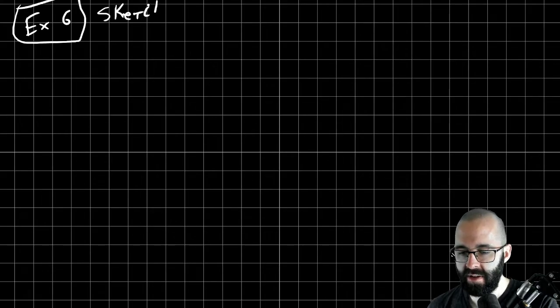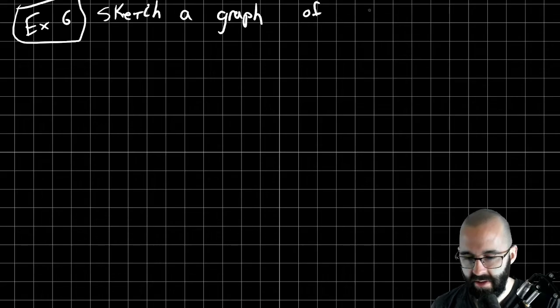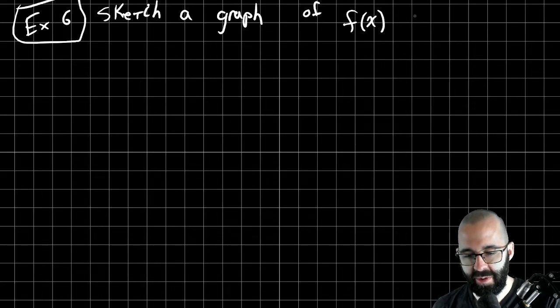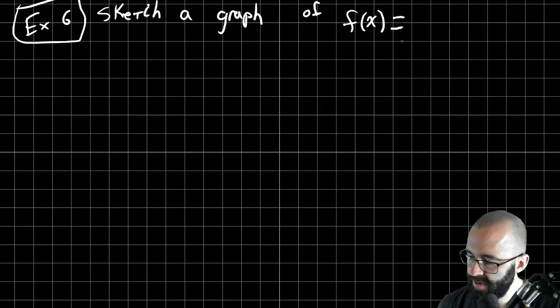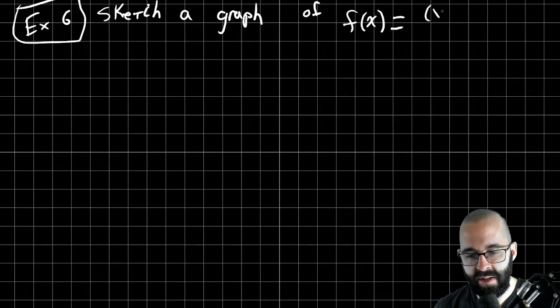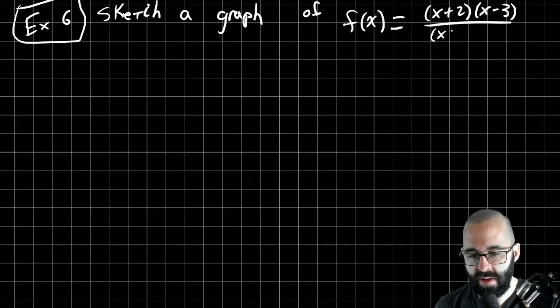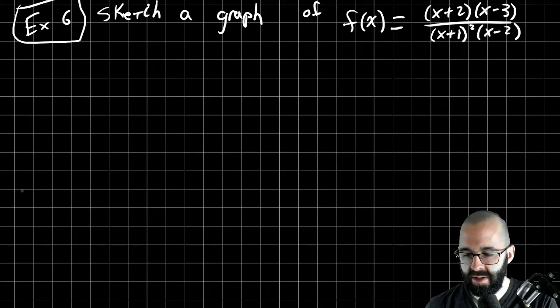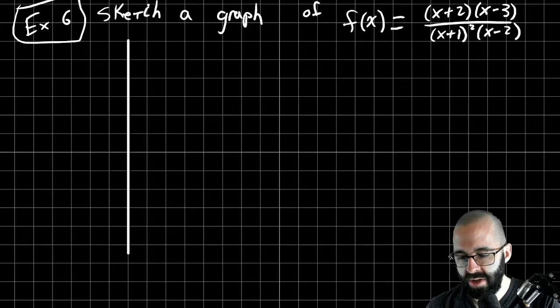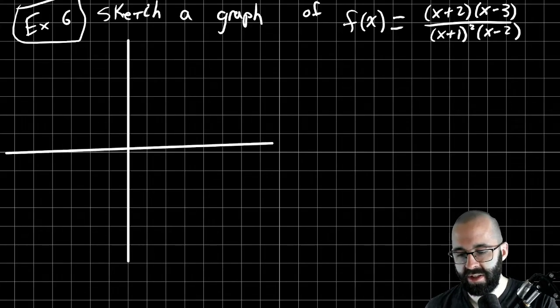Let's do example 6. Sketch a graph of f of x. Oh, whoa, I have no equal sign. f of x equals x plus 2, x minus 3, divided by x plus 1 squared, x minus 2. And again, it doesn't have to be a perfect graph. It just has to include the information that we just mentioned.